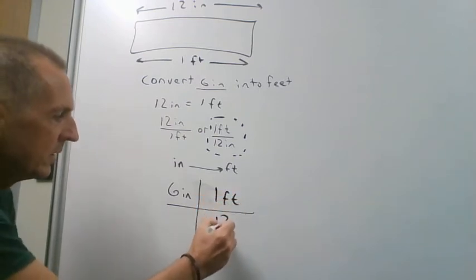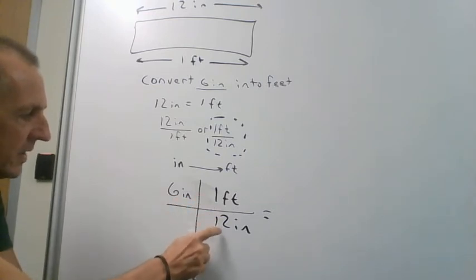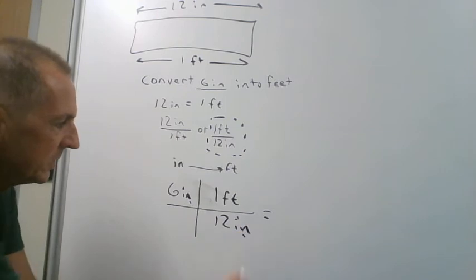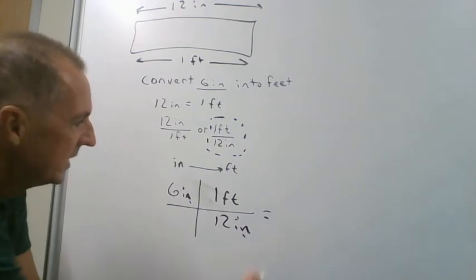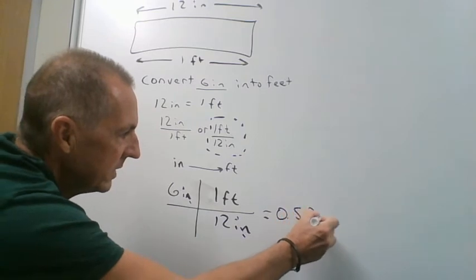is the same as 12 inches. And then we're going to multiply 6 times 1 and divide it by 12. Our units of inches will cancel, and it'll leave us with units of feet. And so this will be 0.5 feet.